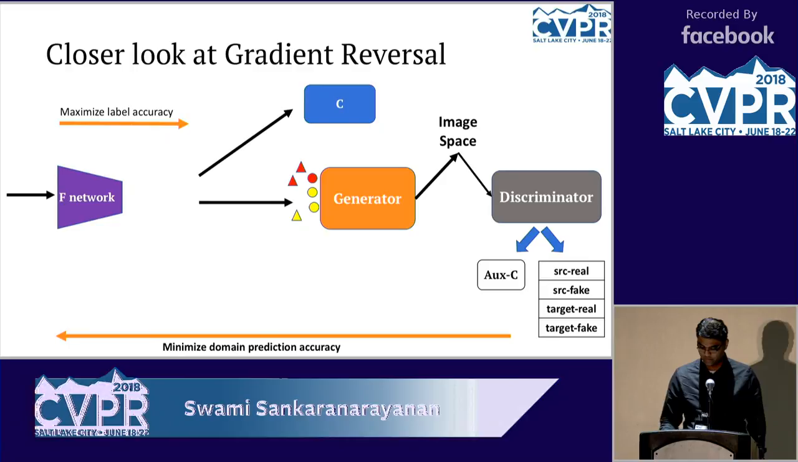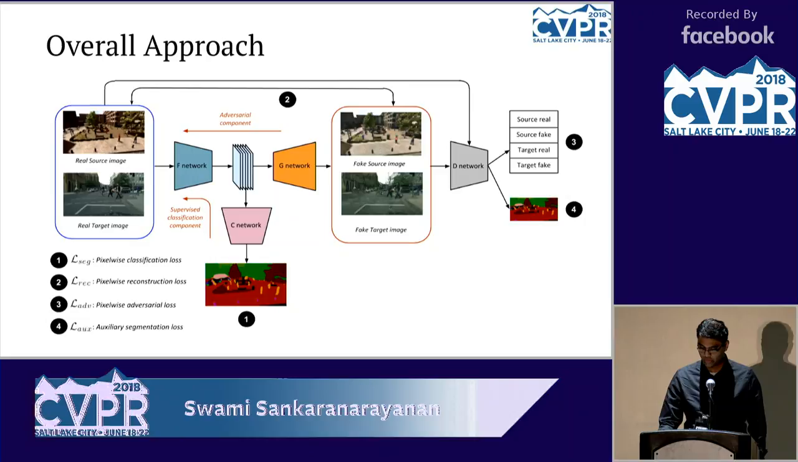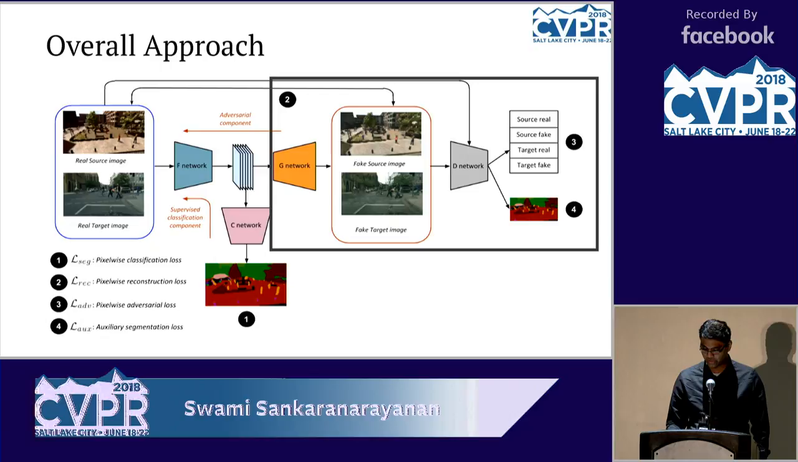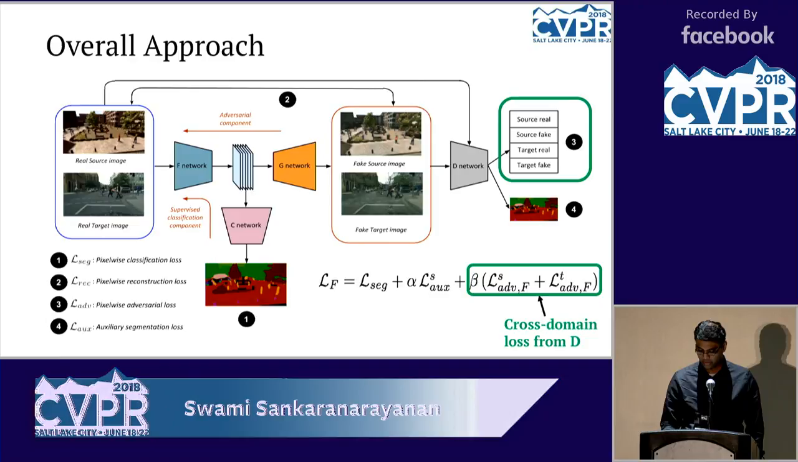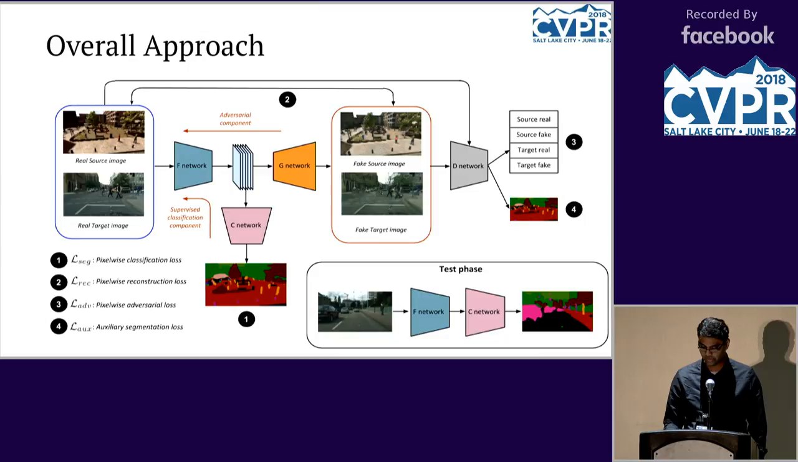Our whole pipeline is shown in this figure. It consists of two main components, a supervised component and an adversarial component. The loss term used to update the F network consists of three parts: the supervisory loss from the classification network, the auxiliary classification loss from the discriminator, and the domain prediction loss from the discriminator. For the real data, since it's unlabeled, only the domain prediction loss is used to update the F network. During test time, the network is deployed as a simple standalone network without the GAN components.